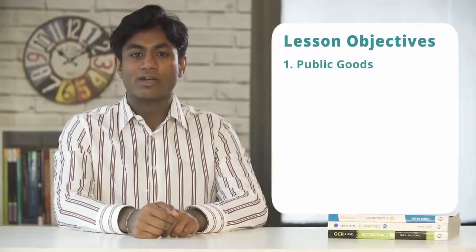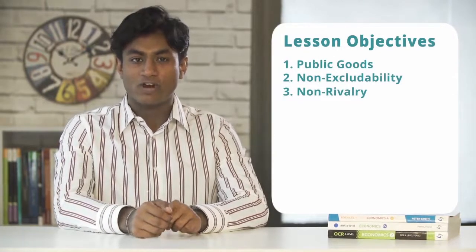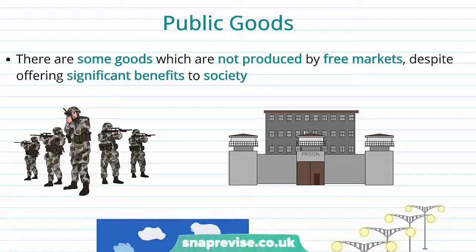Hi guys, in this video we'll be looking at public goods, non-excludability, non-rivalry, and then we'll be finishing off with a summary. So in the market, there are going to be some goods which are not produced by free markets, despite offering significant benefits to society.